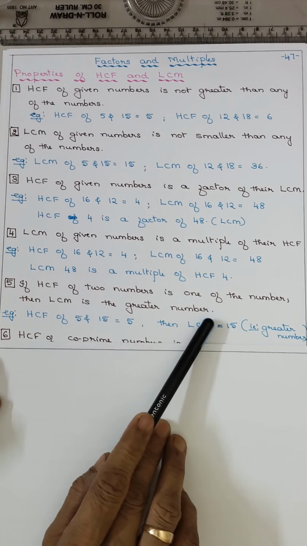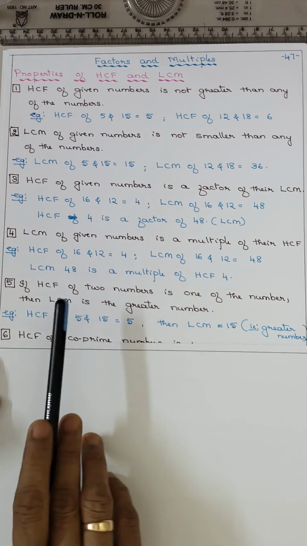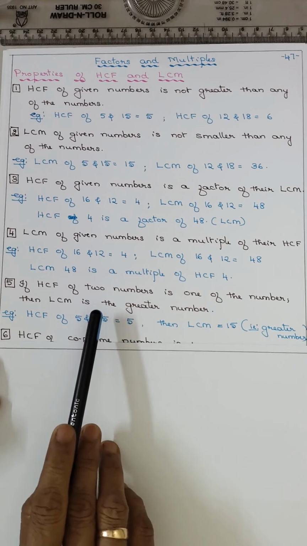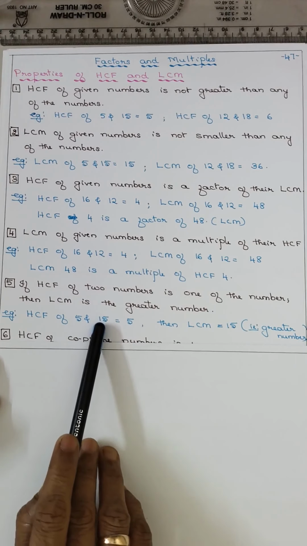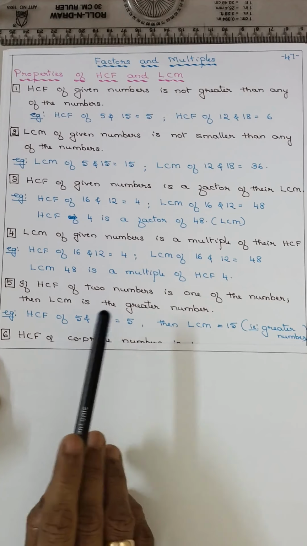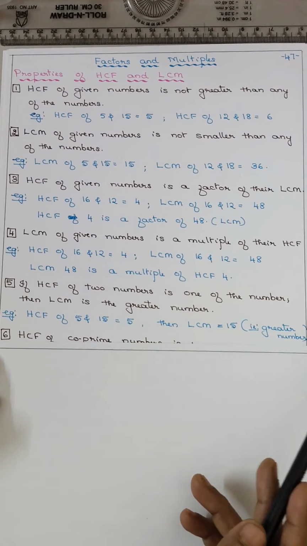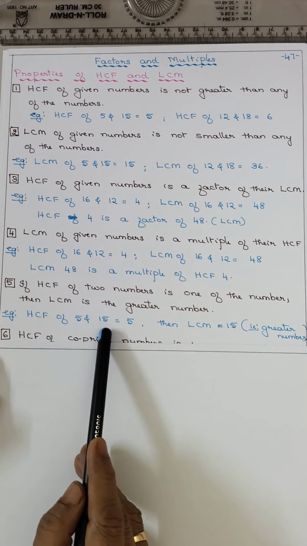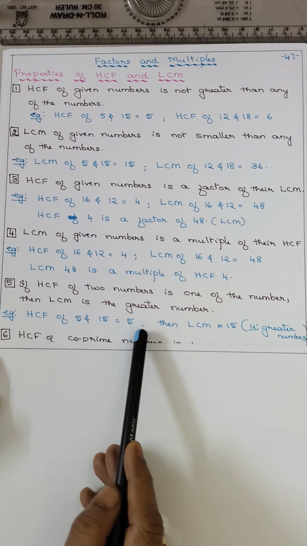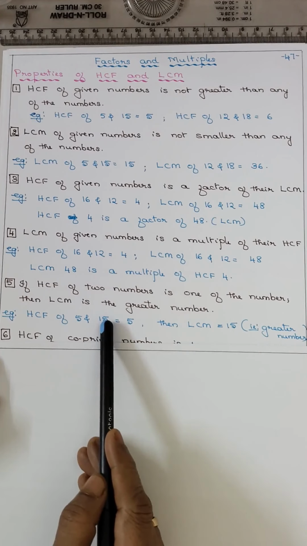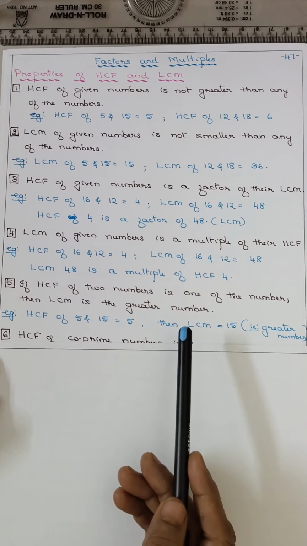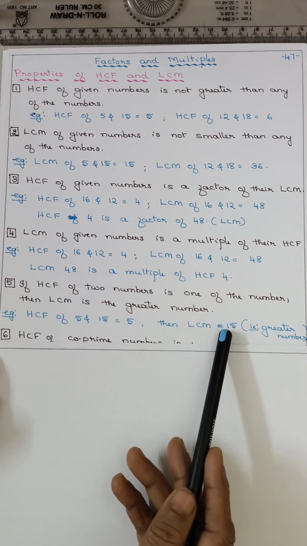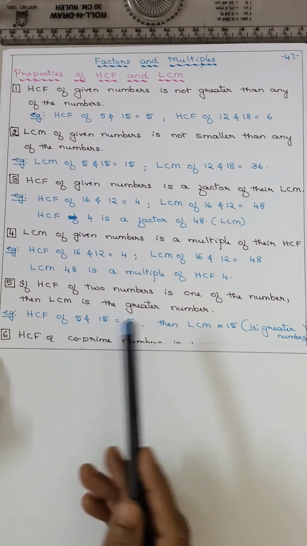Now coming to the fifth property: if the HCF of two numbers is one of the numbers, then LCM is the greater number. So if two numbers are given, in case HCF is one of the numbers, that will be the smaller, isn't it? Then LCM will be the other, that is the greater number. So HCF of 5 and 15 is 5. Then LCM is 15. You can find out: take out the HCF and take out the LCM and then you can see the relation.